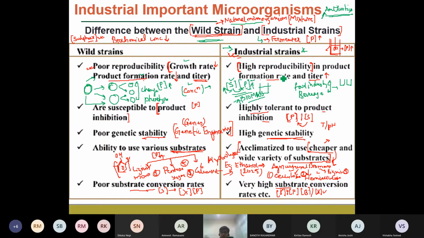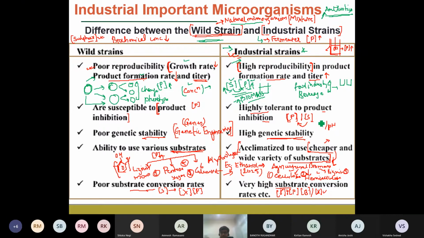That is maintained through the development of industrial strains, which, whenever they undergo this type of increase in cell concentration, do not undergo genetic changes. So we make sure that it doesn't undergo any phenotypic or genotypic change. They maintain their high productivity, and so they maintain the quality and the concentration of the products being produced. That is why industrial strains are very important.